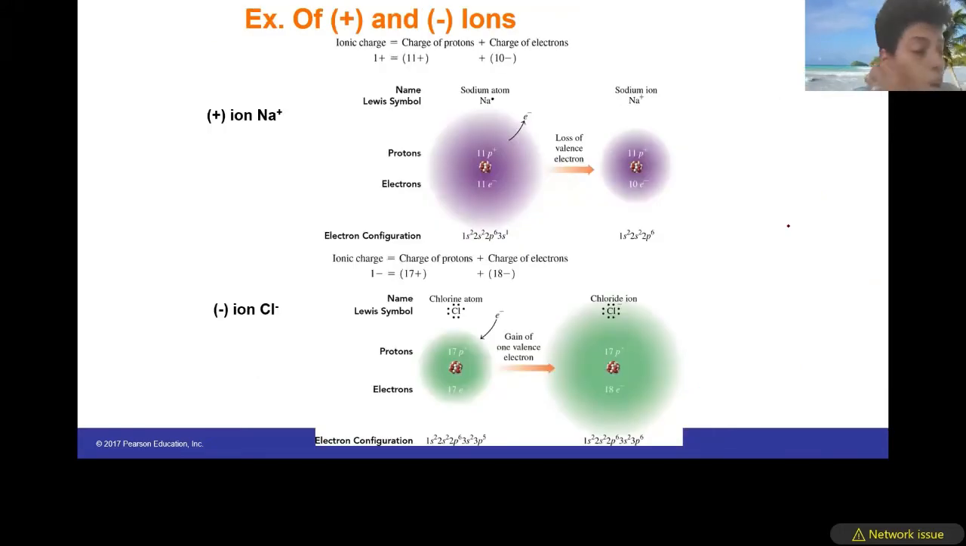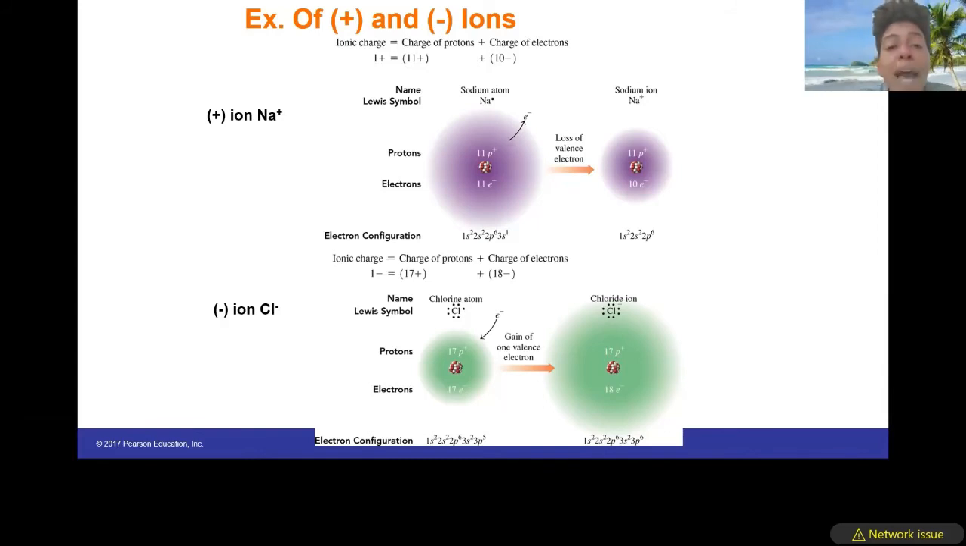So notice, what can we say about the size of ions versus the size of the actual atom? Notice that, oh goodness, so sorry y'all, my allergy medicine is not working.